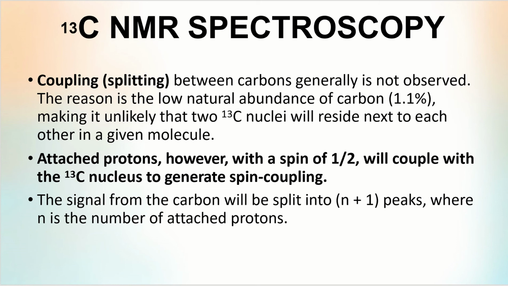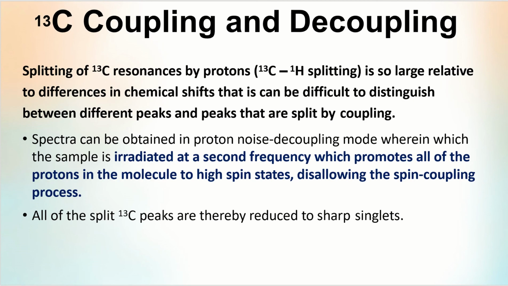So attached protons, however, with a spin of a half, will couple with the carbon-13 nucleus to generate spin coupling, right? So the signal from the carbon will be split into n+1 peaks, where n is the number of attached protons. And now we're going to talk about carbon-13 coupling and decoupling.